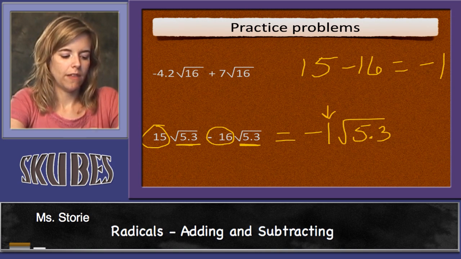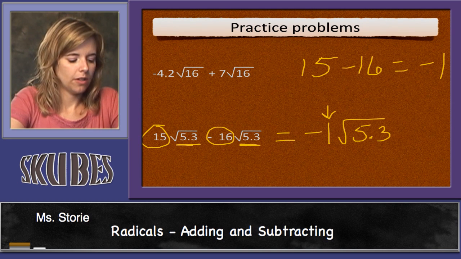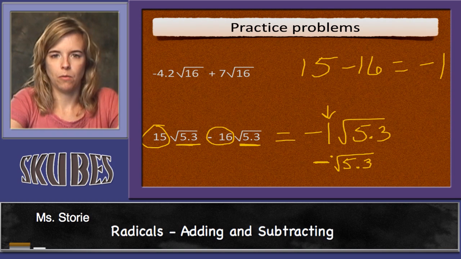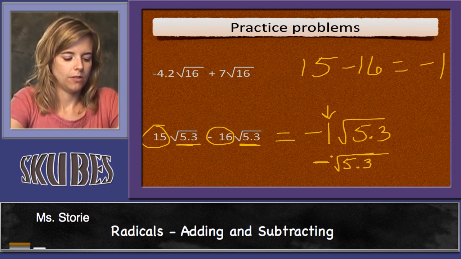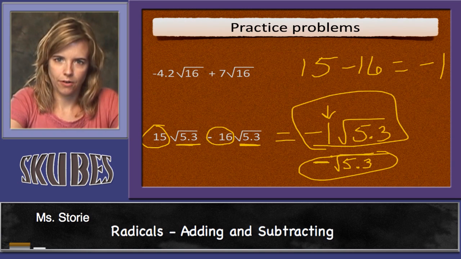And some people don't like to write that 1 because it looks kind of weird and it almost looks like an L for variable, so they don't write it. They just write negative radical 5.3. And it's just assumed if there's no number in this spot right here, it must be a 1, which is what we have. So this would be your final answer. You could also write it like that and it's still considered correct.